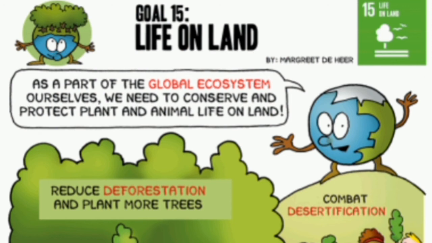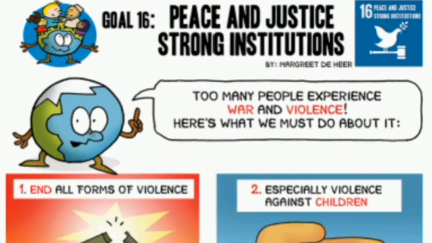15th is life on land. As a part of the global ecosystem ourselves, we need to conserve and protect plant and animal life on land. Reduce deforestation. How can we do it? By reducing deforestation and planting more and more trees, and also to combat desertification of the land.